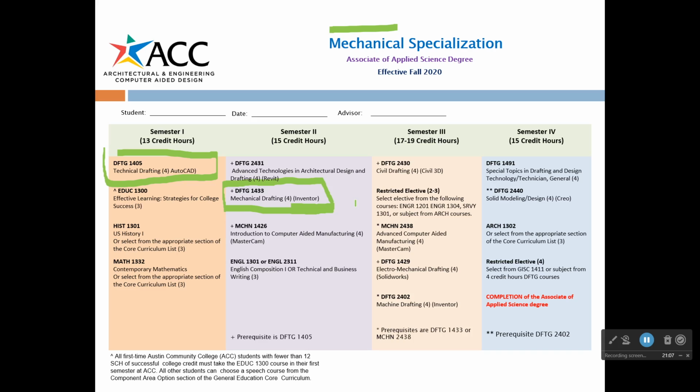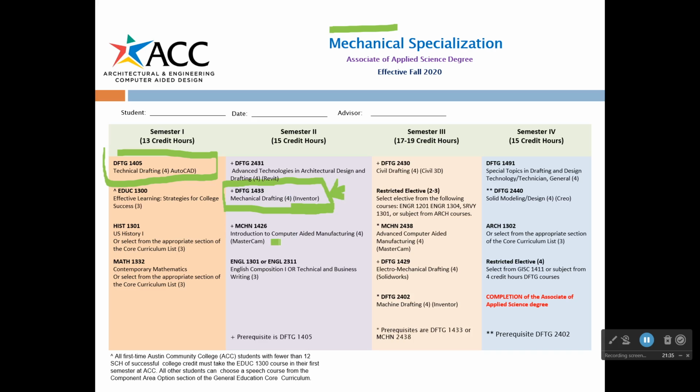And so if you put a dimension on, it pulls the dimension out of the 3D model. And if you change the model, all your dimensions change instantly on your drawings. You don't have to go back in and redo your dimensions. So it's a lot better way to do mechanical. But 1405 is essential really before you get into that, so that you understand the basics of dimensioning and all the stuff you're going to get into in 1433.